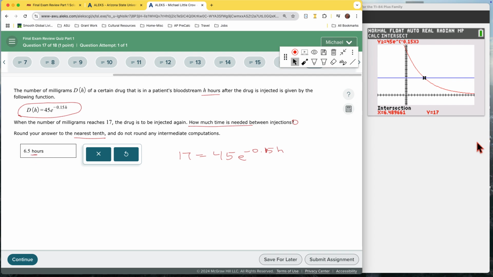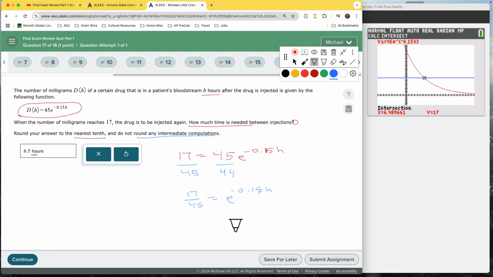How else would we go about solving this? Again, I'd recommend getting a graphing calculator, but to solve it by hand, we would divide both sides by 45. That gives us 17 over 45. I'm not actually going to input this as a decimal, because it says do not round any intermediate calculation. So we want to keep that as is. E to the minus 0.15h.